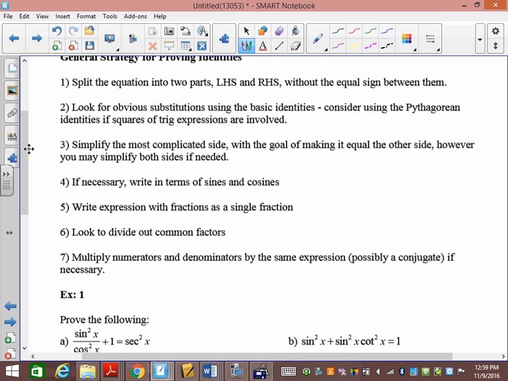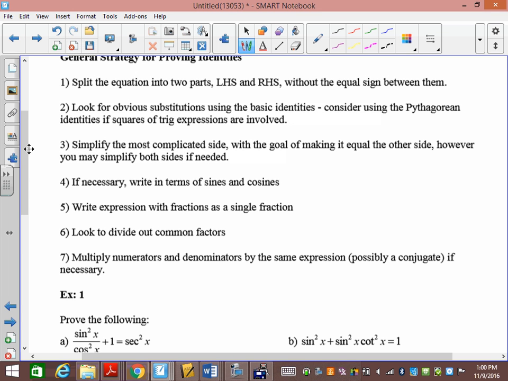One rule. 2, look for obvious substitutions using the basic identities. So like the Pythagorean theorem ones, sine squared theta plus cos squared theta equals 1. So whenever I see sine squared or cos squared with a 1, or cotangent or tangent or secant squared or cosecant squared, any of those squareds with 1s, I look for the Pythagorean theorem one that I could possibly switch it out because it needs to have a +1 or a -1 with it in order for that to even attempt to work. Okay? Or you might be inserting a 1 in its place.